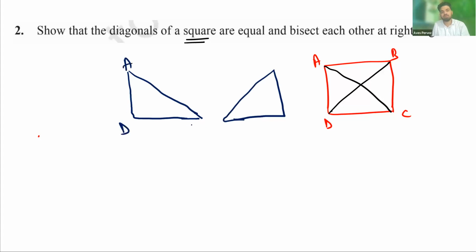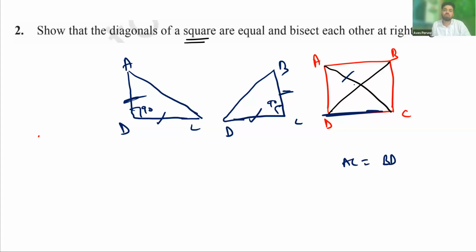Take triangles ADC and BCD. This side DC is common in both. This side is equal to this side, opposite sides of the square are equal. And this angle is 90 degrees, each angle of a square is 90 degrees. So by side angle side, these two triangles are congruent. Then by CPCT, AC will be equal to BD. Now we have proved that diagonals are equal. AC is equal to BD.